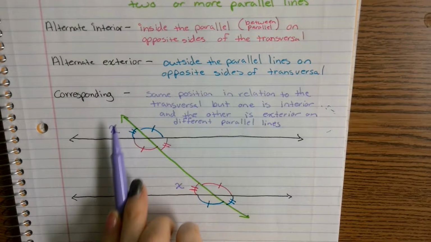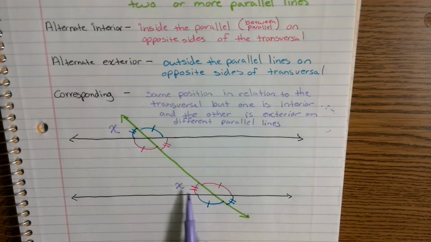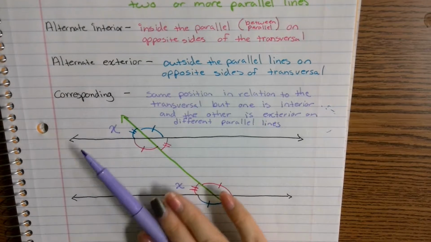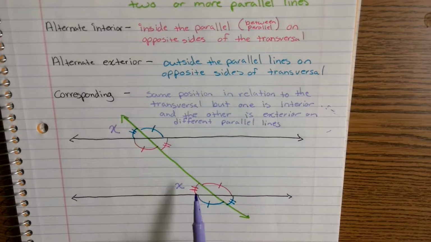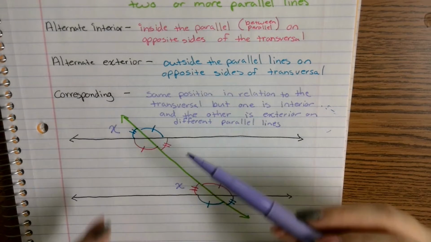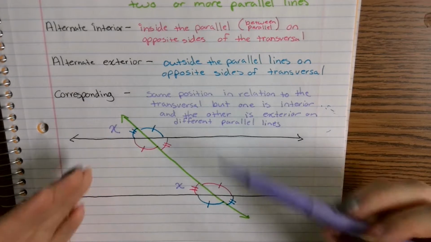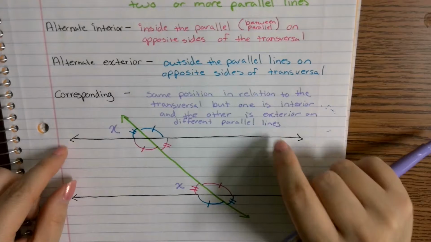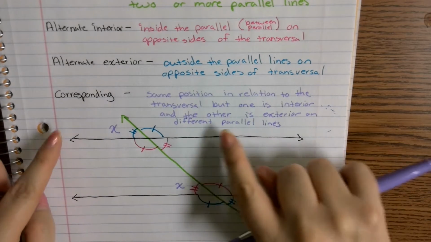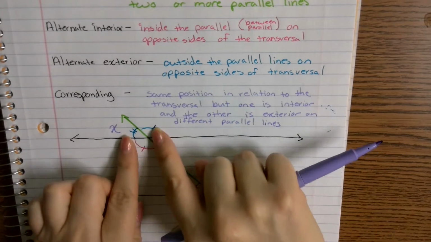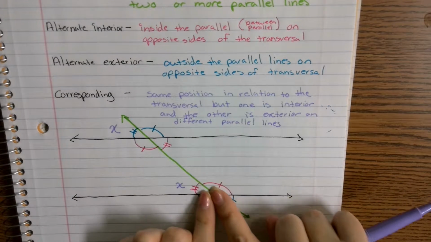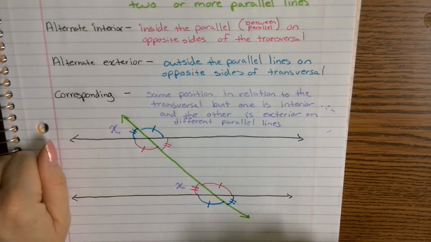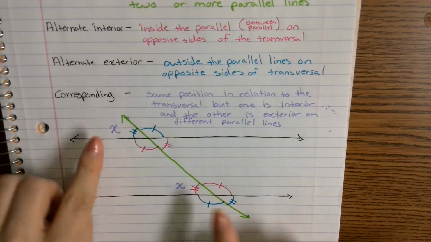Though one of them is on the exterior and one of them is on the interior, they both happen to be on the same side of the transversal, but they are in different locations for the parallel lines. One's on the top parallel line, one's on the bottom parallel line. But if you were to go ahead and have this set of angles follow the transversal and overlap each other, they would line up. Does that make sense? Corresponding angles are going to line up.